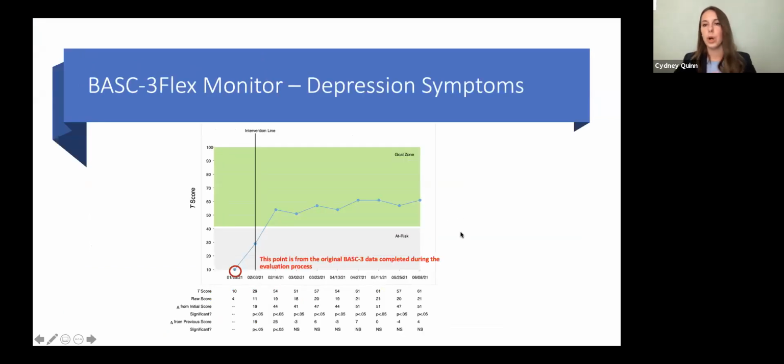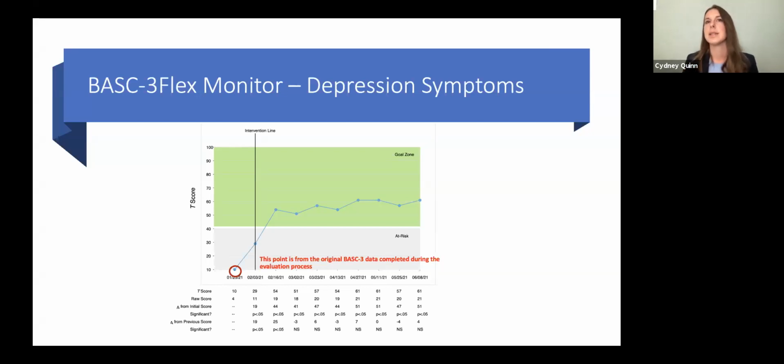So here is a graph. I know Dr. Reynolds earlier had showed us some of these. This one here correlates with Sam. As you can see in that red circle down below, that is the original BASC data. And when we pull those questions, we can see Sam is falling really, really low here. A lot of depression symptoms. The intervention line is when the psychoeducation session started, as well as the change in medication. So you can see we're slowly coming up already.